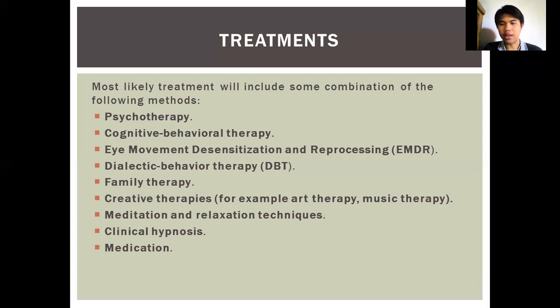Then family therapy. This helps teach the family about the disorder as well as helping family members recognize symptoms of a recurrence. And creative therapies, for example, art therapy and music therapy. These therapies allow patients to explore and express their thoughts, feelings, and experiences in a safe and creative environment. Next is meditation and relaxation techniques. This helps people to better tolerate their dissociative symptoms and become more aware of their internal states.